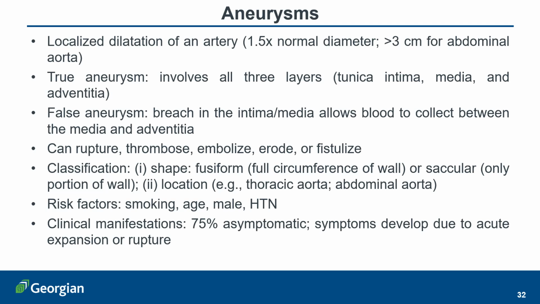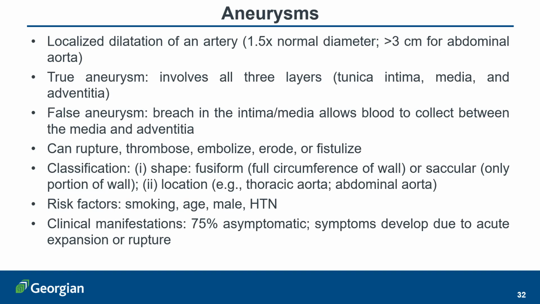The problem with aneurysms, or complications to be more precise, is that they can rupture, thrombose, embolize, erode, or fistulize. If it ruptures, we know we're going to have severe bleeding. If a thrombus forms, that in turn can be very problematic. Depending upon the location, it can cause an infarct at that location. If it embolizes, it can transport to another area of the body, thereby causing a stroke, a myocardial infarction, or a pulmonary embolism. Erosion and fistulization are other complications that need to be avoided as well.